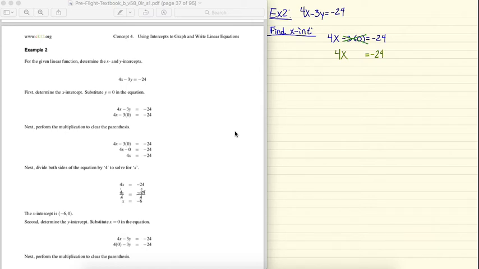Now solving for x, we do the opposite of multiplication, which is division. So we divide the left and right side of the equal sign by 4, leaving us with x equals negative 6. And so our x-intercept is negative 6. That's the first answer to our question. Now we want to go through and find the y-intercept.